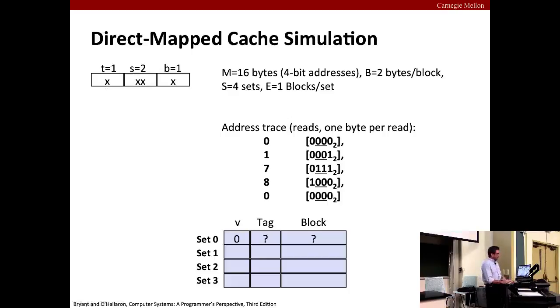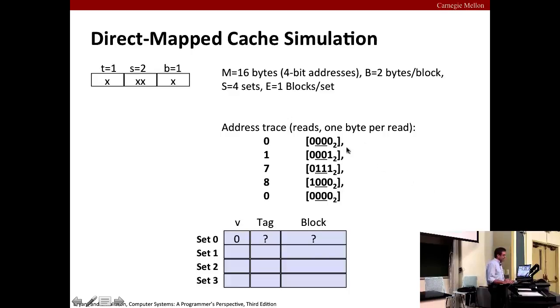All right, now let's suppose that our program executes instructions that reference the following memory addresses: 0, 1, 7, 8, and 0. And these references are reads, reading 1 byte per read. Like I said, this is a really simple system. So let's look at what happens now. We start out with our cache initially empty. Valid bits are all set to 0.